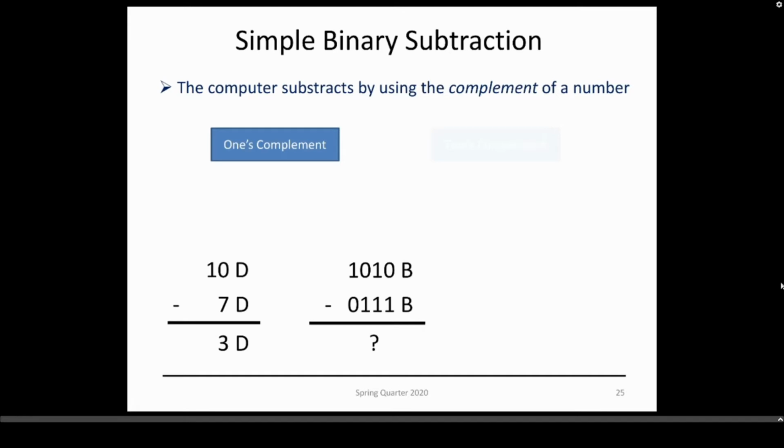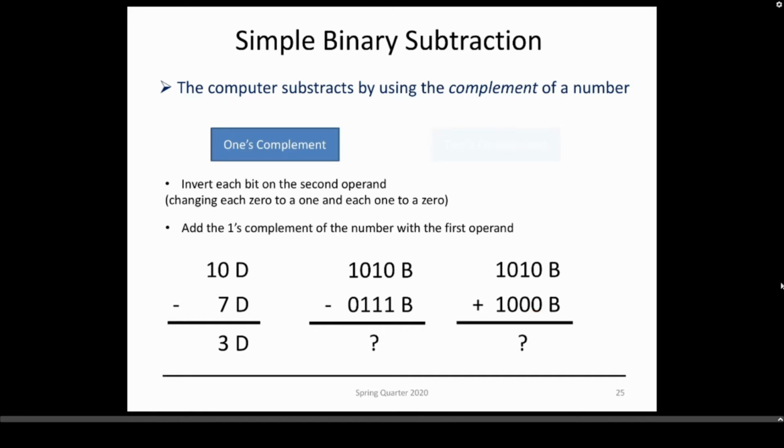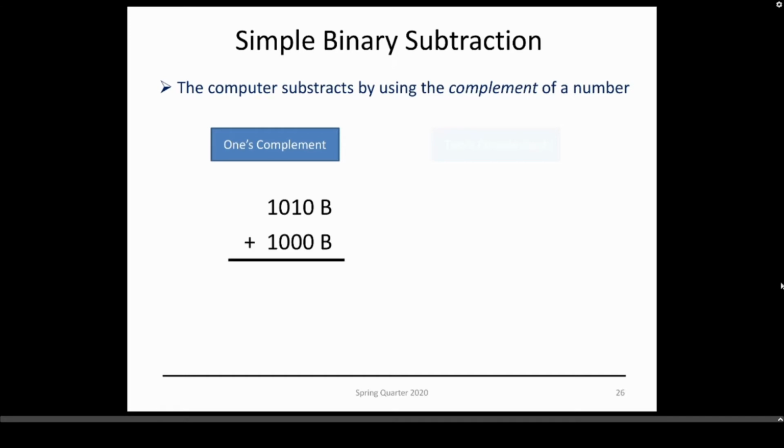Now you're going to represent the 1's complement of that negative number. The 1's complement is done by inverting all the bits of your number. If I apply that, I get this value. Now you're just going to add your positive operand to it, and you're going to get this value as an answer.